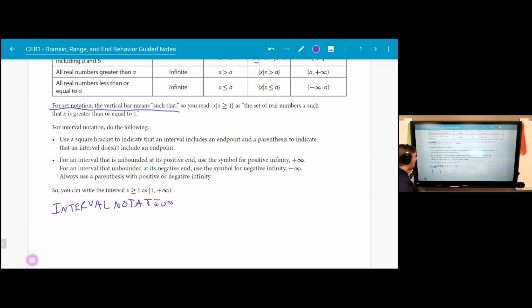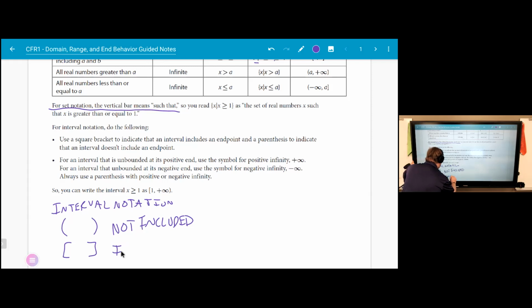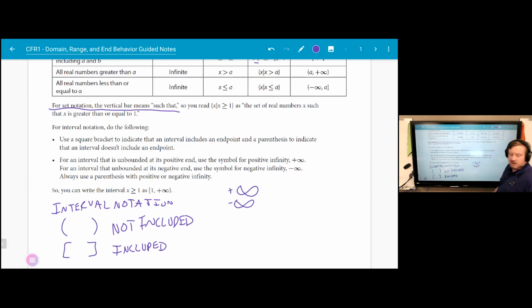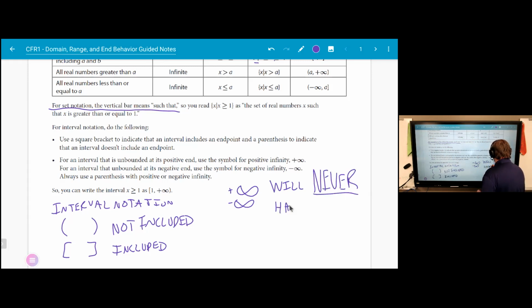parentheses. Parentheses are not included. And it could be just one or the other. It doesn't have to be both parentheses. And square brackets means the values are included. Again, in that last note, positive infinity or negative infinity will never have square brackets.